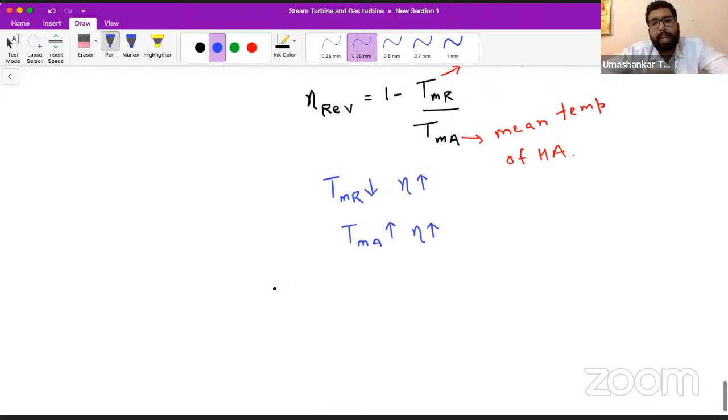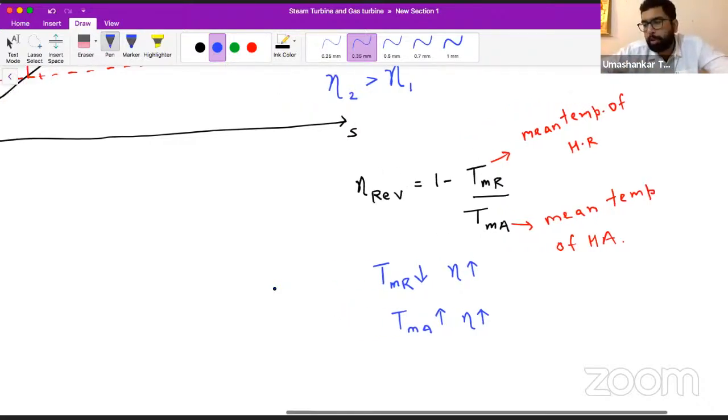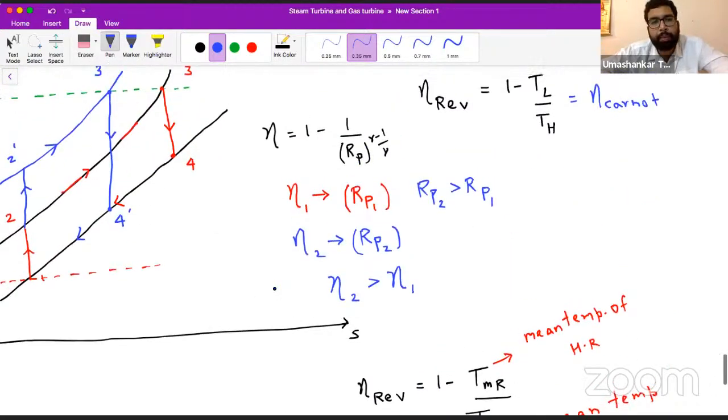Okay. So why have I written this mean temperature or average temperature? Because in any cycle except the Carnot cycle, heat addition and heat rejection do not take place at constant temperature. Yes or no? As the temperature is not constant, I am taking a mean. Mean means that we can assume heat addition is taking place at this mean temperature. Got my point, Pawan? Yes or no?